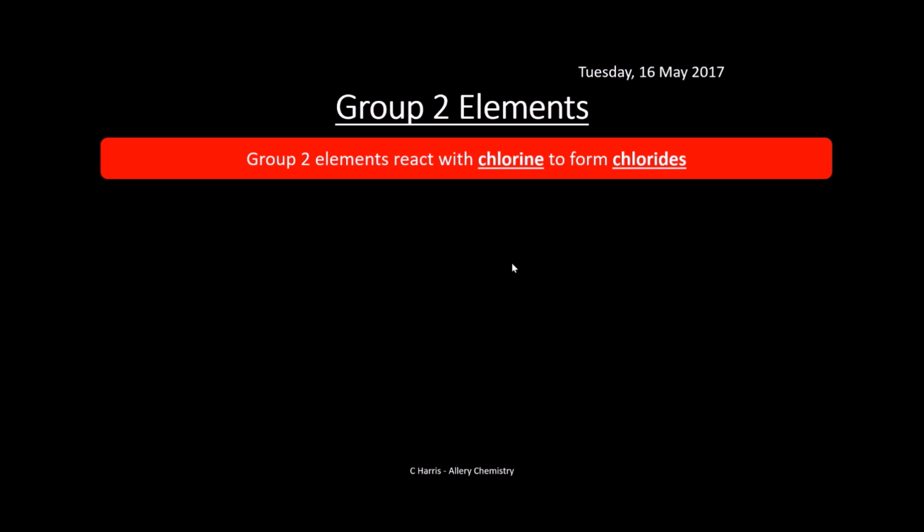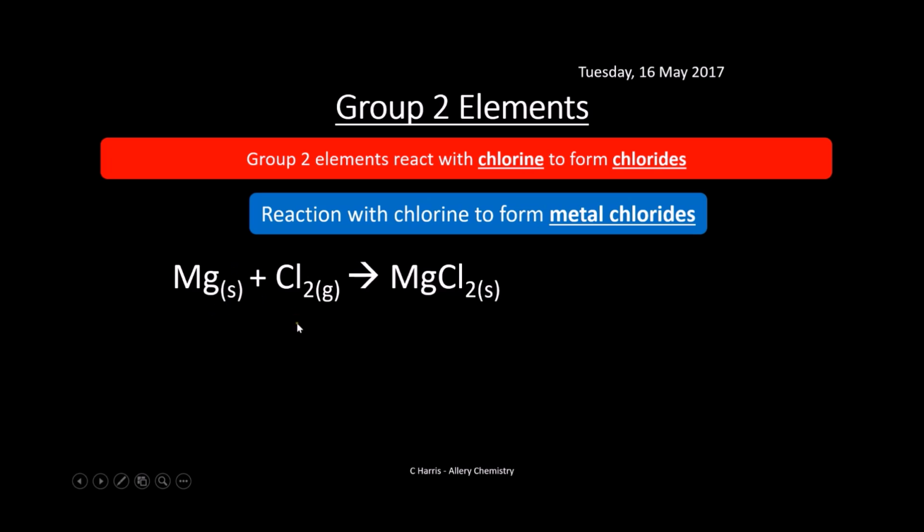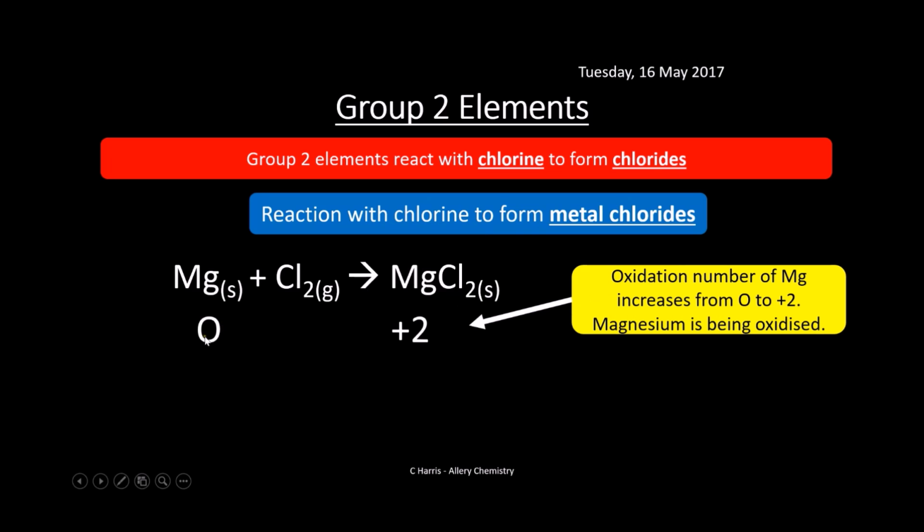Okay, so group 2 elements react with chlorine because they form chlorides. So, reaction with chlorine to form metal chlorides. Here it is. Again, we're going to use magnesium. Dead easy, this one really. Magnesium solid reacts with chlorine gas, forms magnesium chloride. You couldn't really get much simpler than that. It is a solid.